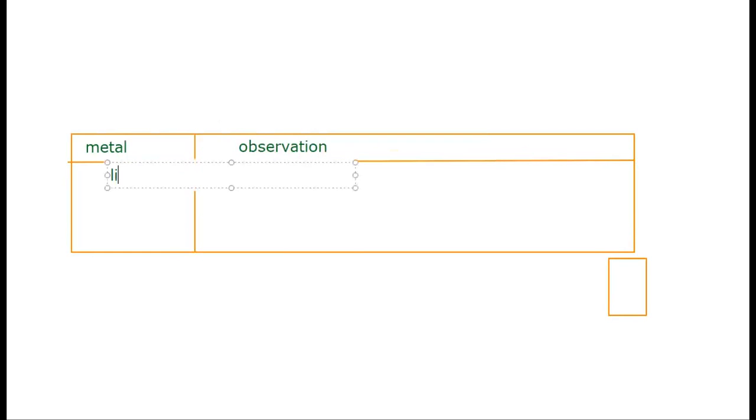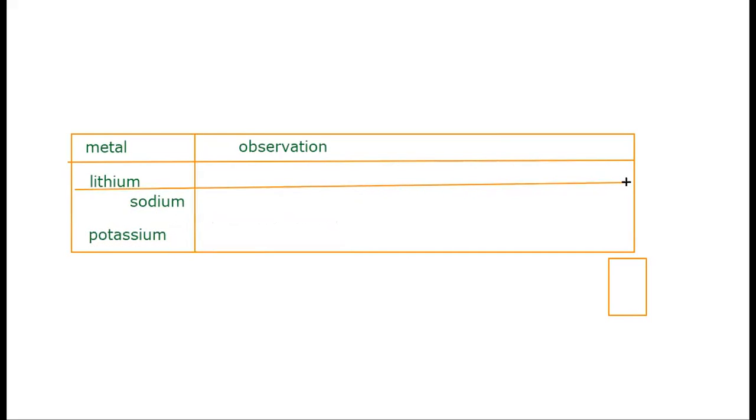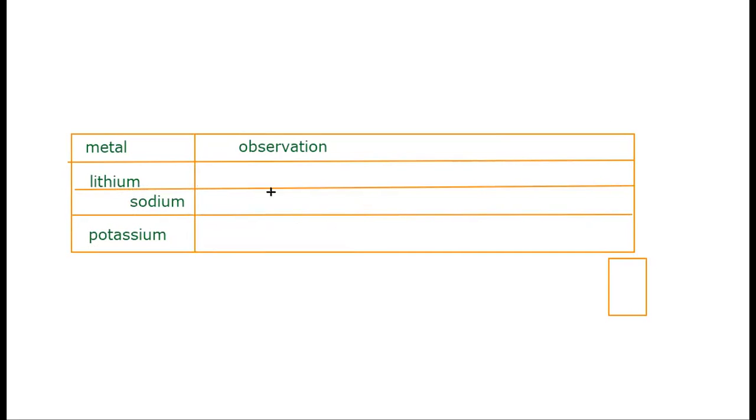Number 1, you put lithium. Number 2, you are putting the sodium. Number 3, you are putting the potassium. Okay. Now, you want to compare the observation for these 3 metals.